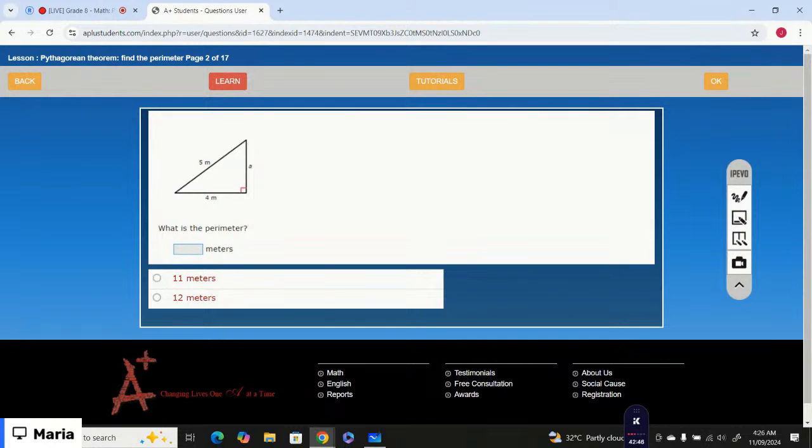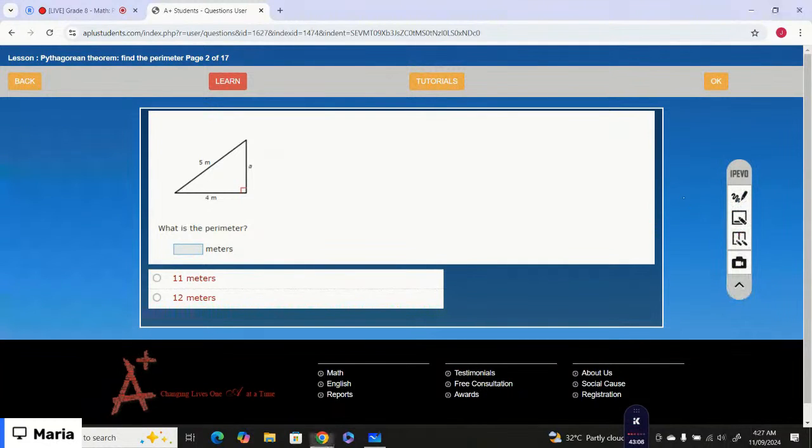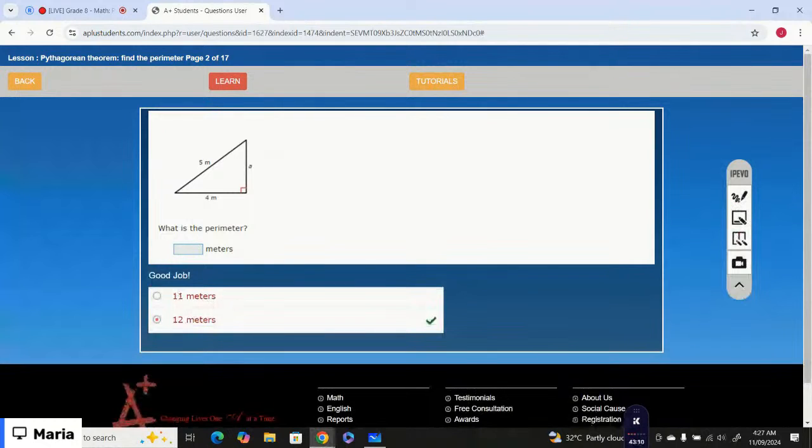Okay, what is the perimeter? So again, calculate the missing side length and then add all the side lengths, right? So that is 5, 4, then A must be 3, right? So the correct option is 12. Their sum must be 12. Option number 2 is the correct option, right? Just use the Pythagorean theorem, find the length of the third side, and just add, that would be the perimeter.